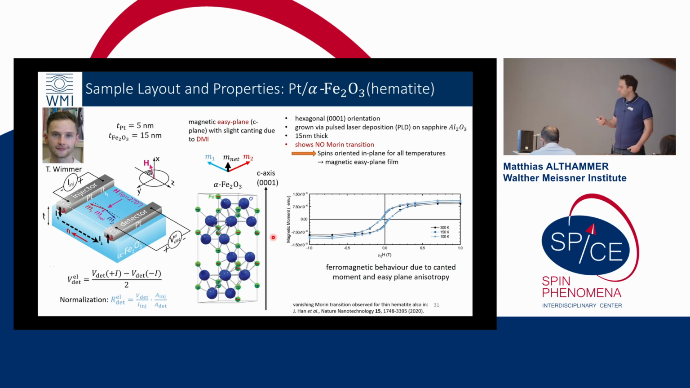So here, this is the first work that we have been doing with a rather thin hematite layer. Hematite shows a hexagonal structure. It has a DMI interaction that leads to this canting of the magnetic moments. Here it's this so-called easy plane phase in the system. For our thin films, in these first experiments, we did not see any Morin transition, so this sample always remained in this easy plane phase with the linear polarized magnon modes.